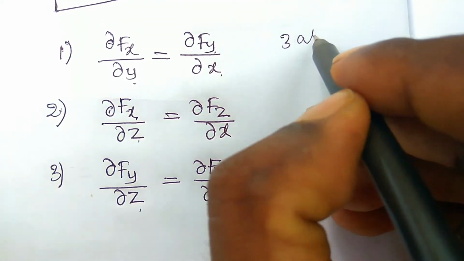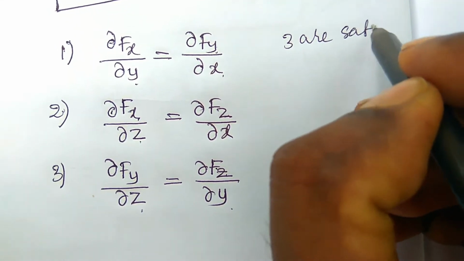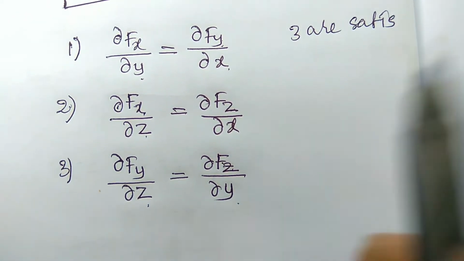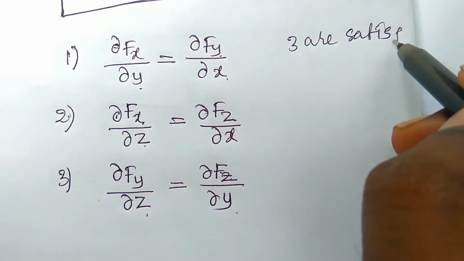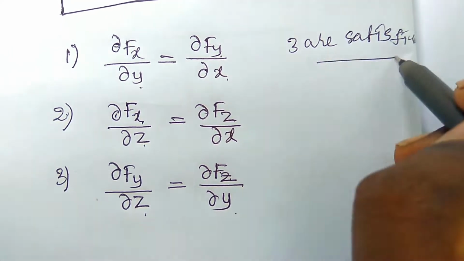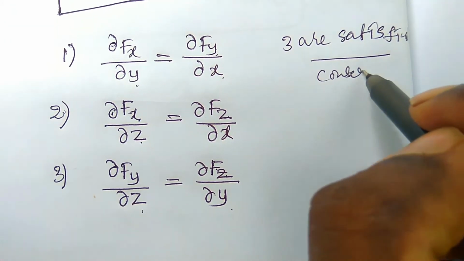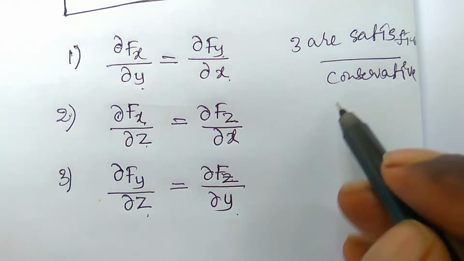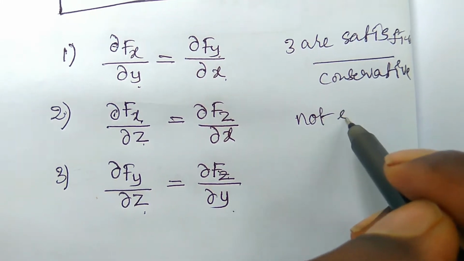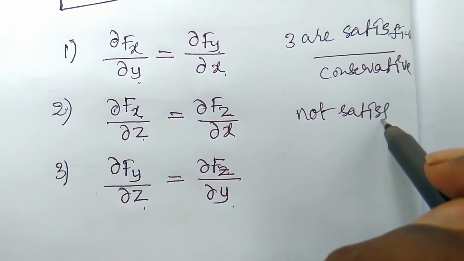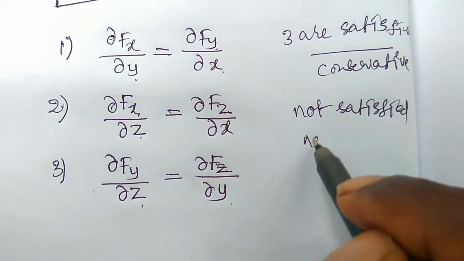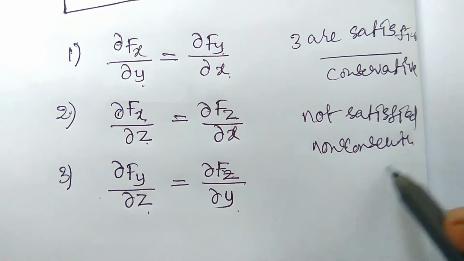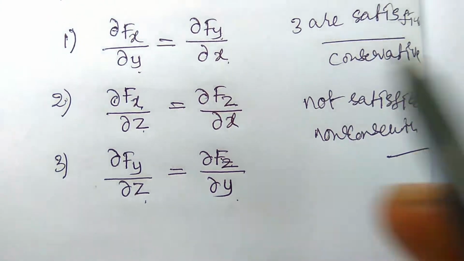All three must be satisfied, that is, LHS is equal to RHS in each. Then only it is conservative. If these are not satisfied, then it belongs to non-conservative. So this is the trick you have to use, whether it is a conservative force or a non-conservative force.